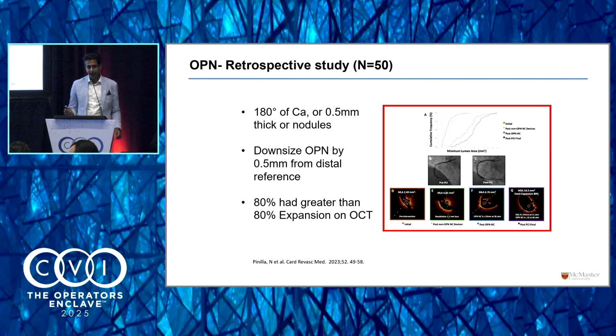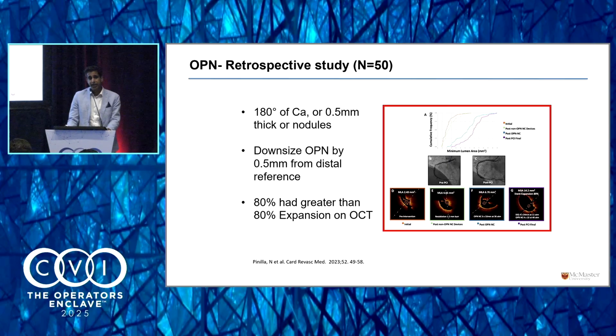Okay, what is the evidence? Well, there are several registries. The first one is the OPN registry. In fact, Natalia Pinelli at our place ran the OCT core lab. It took 50 patients with calcified lesions, similar to the Shockwave studies, and they downsized by 0.5 millimeter, and 80% of patients had greater than 80% stent expansion. So it worked a large amount of the time.